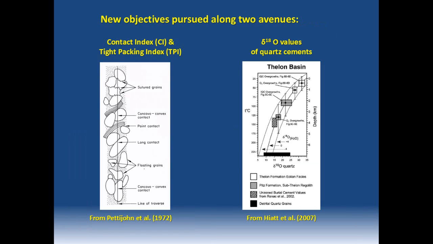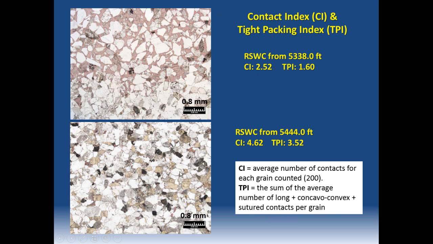Let me just go back here a second. These are the different types of contacts. This is a sutured contact. This is a concavo-convex contact. These would be point contacts, long contacts, and so forth. This is a floating grain, all right? But I'll show you some examples of that.